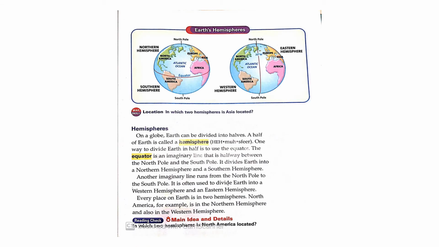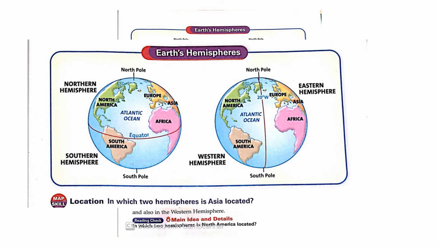Awesome, great. Let's look at the second page. What have we got? We've got the Earth's hemispheres. Great. So that's the North Pole, that's the South Pole, and that's the equator, this imaginary line that divides the Earth into 2 halves. Upper half, Northern Hemisphere. Lower half is called Southern Hemisphere.